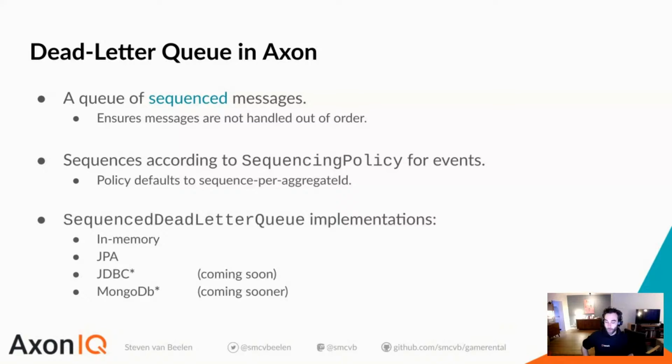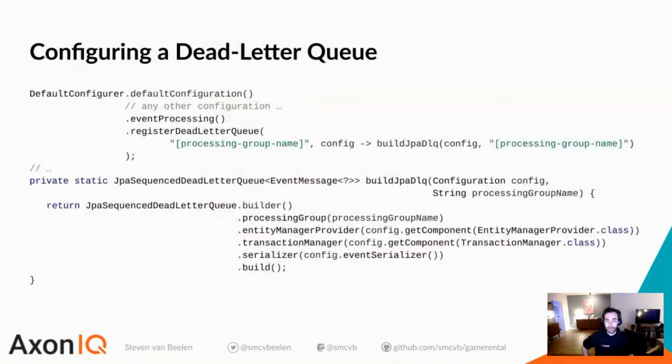So we got our dead letter queue in Axon. Let's look at how we're going to configure this thing. This is actually what I'm going to do in the coding exercise as well, but getting a little bit of a feel. So up top here, we're doing the non-Spring configuration. I want you to see the non-Spring configuration as well, because it might be valuable for you one day if you don't want to use Spring.